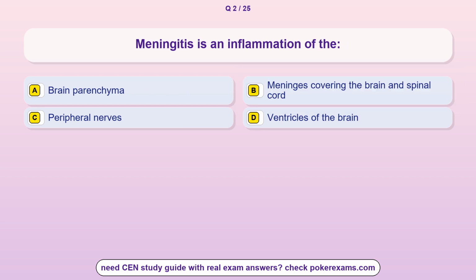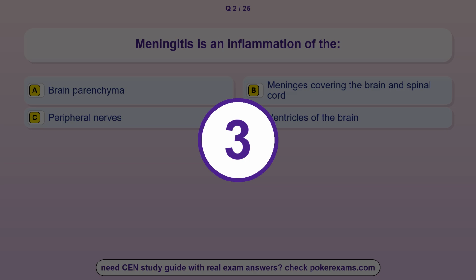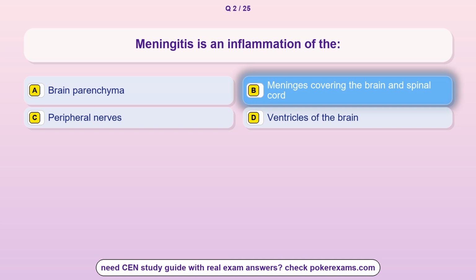Question 2. Meningitis is an inflammation of the. Option A. Brain parenchyma. Option B. Meninges covering the brain and spinal cord. Option C. Peripheral nerves. Option D. Ventricles of the brain. The correct answer is option B. Meninges covering the brain and spinal cord.